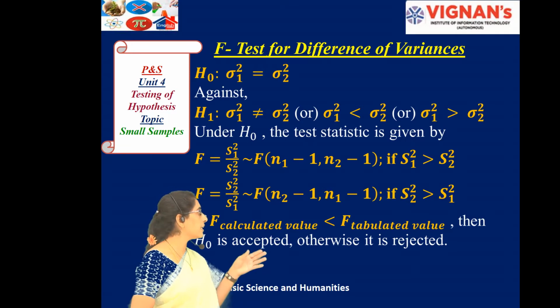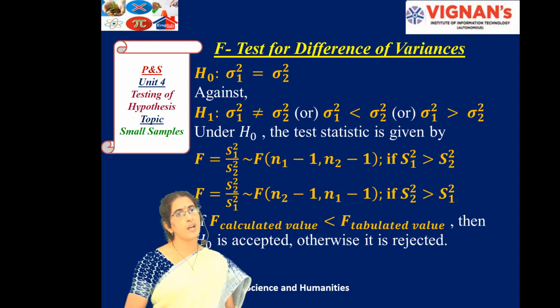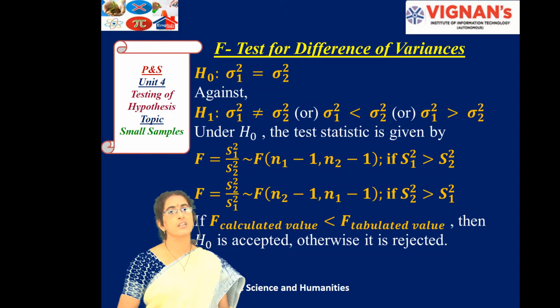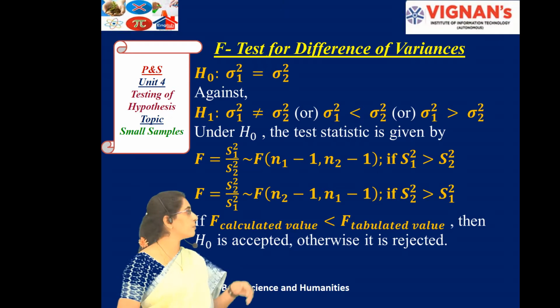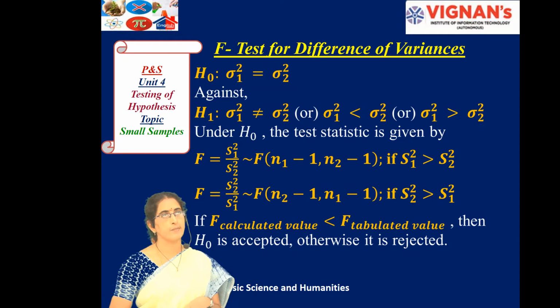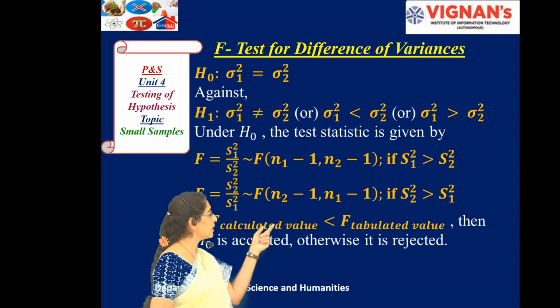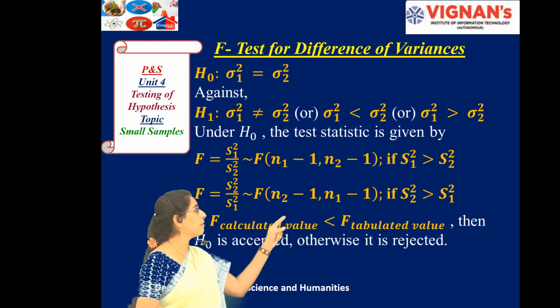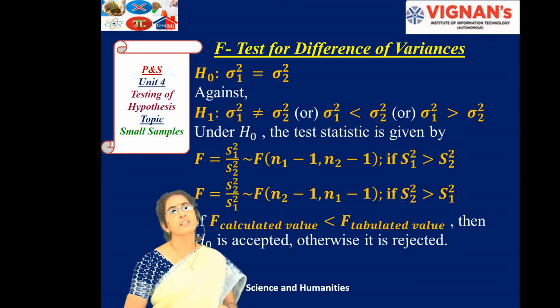And similarly we have to obtain the capital S2 square as 1 by n2 minus 1 summation of x2 minus x2 bar whole square. Now whichever is having the greater variance, that will be there in the numerator and the lesser variance in the denominator. So that's why here we have F equal to capital S1 square by capital S2 square, provided capital S1 square is greater than capital S2 square.